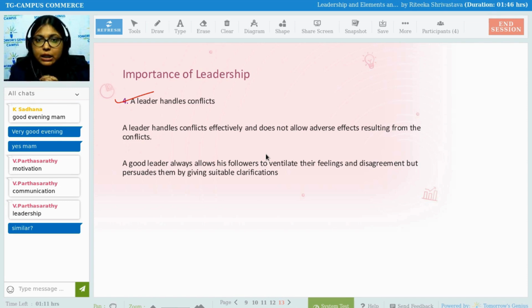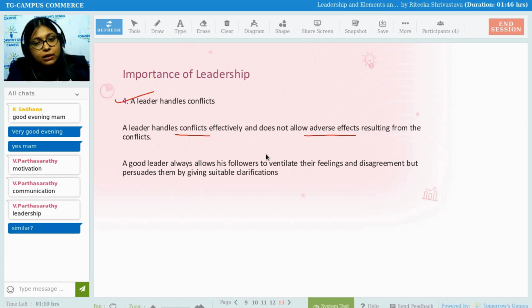A leader should always be able to resolve the conflicts taking place in the organization. So a leader handles conflicts effectively and does not allow adverse effects resulting from the conflicts. Now we know that if conflicts take place, there will be a very bad effect. The brand image of the company also gets spoiled, a negative image, if that conflict is a very big conflict or that conflict goes out of the organization. So this leads to very adverse effects for the company, for the organization.